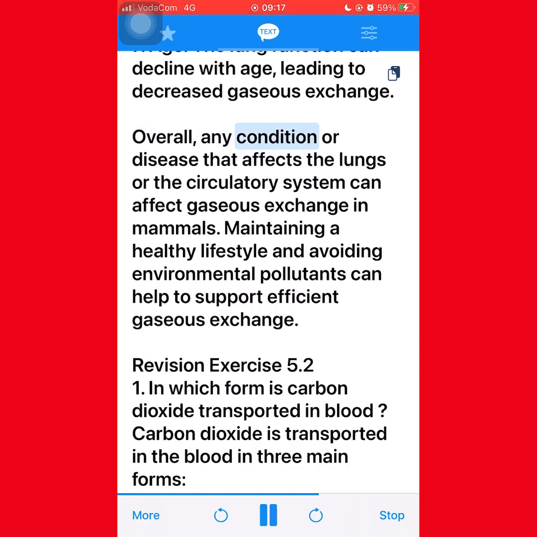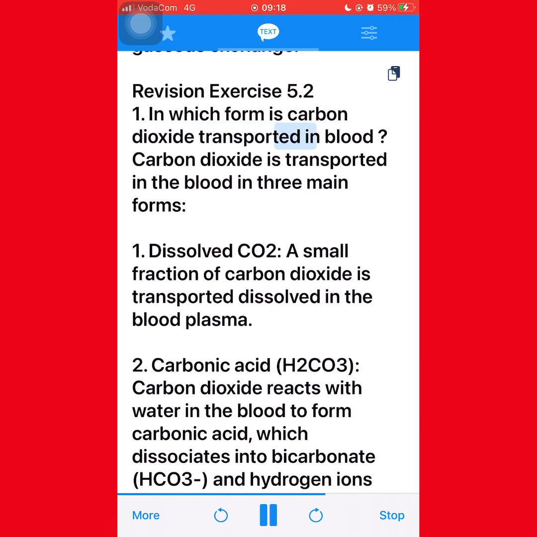Overall, any condition or disease that affects the lungs or the circulatory system can affect gaseous exchange in mammals. Maintaining a healthy lifestyle and avoiding environmental pollutants can help to support efficient gaseous exchange. Revision exercise 5.2. 1. In which form is carbon dioxide transported in blood?